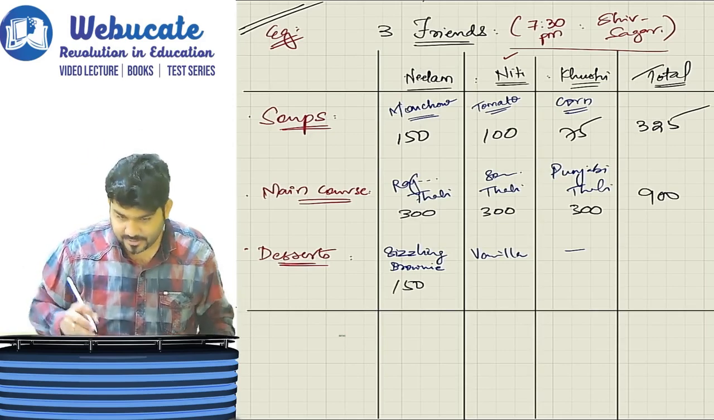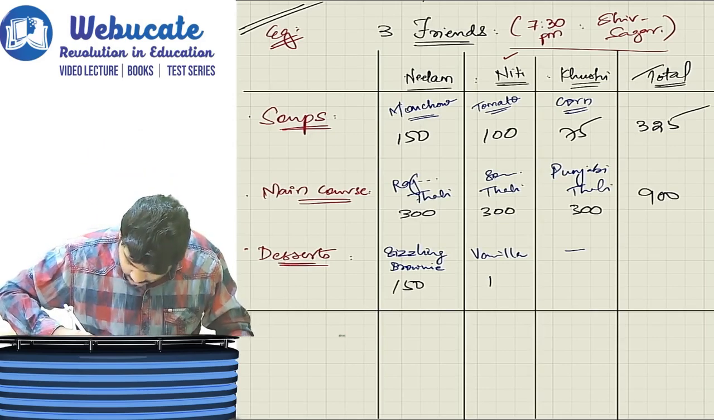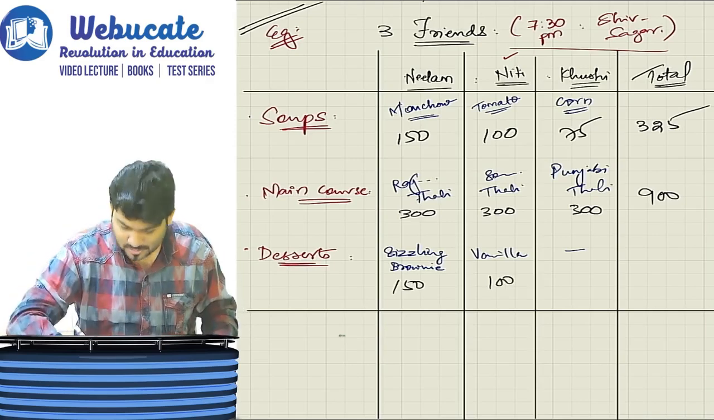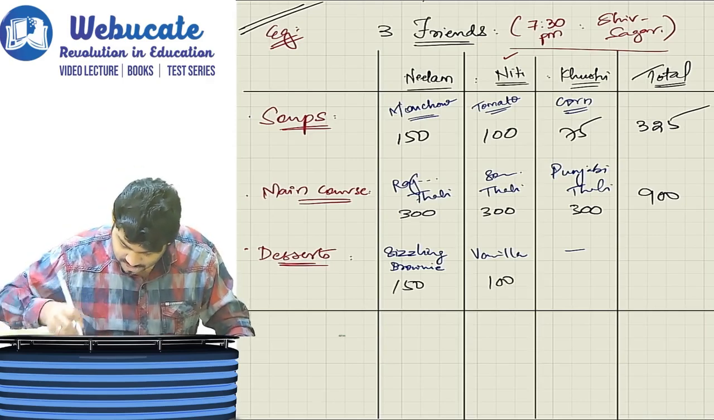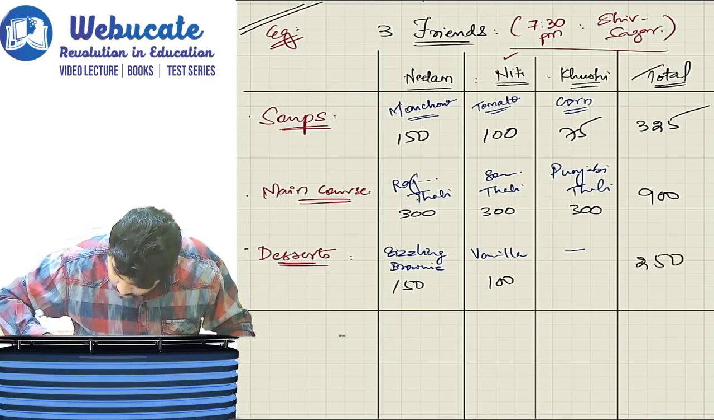Then for desserts, again, sizzling brownie is a little costly. It will be around 150. Vanilla would not be that costly. It will be around 100 or so. And Rashri hadn't eaten anything, so this will be around 250.